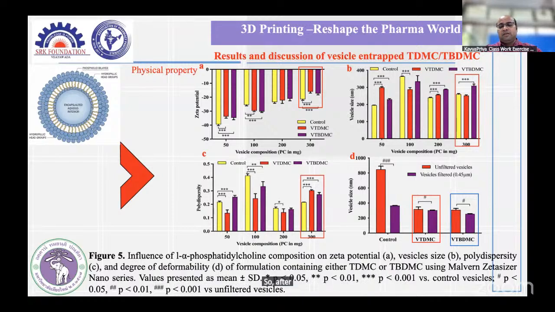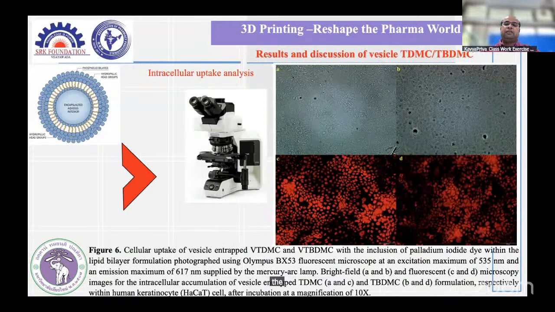After doing this, we went to check the deformability. Deformability was again performed using an improvised method where we took specific filters and tried to transfer the vesicles. Before filtration and after filtration we checked the size and found an insignificant change in size, and that defined the flexible nature of the vesicles prepared. So those were all the physico-chemical properties we tested.